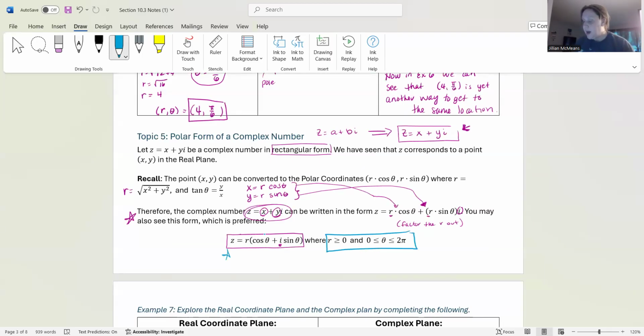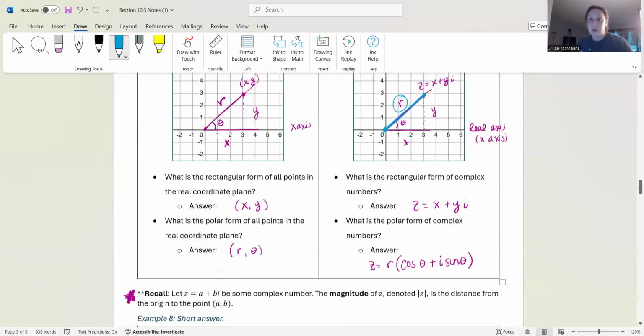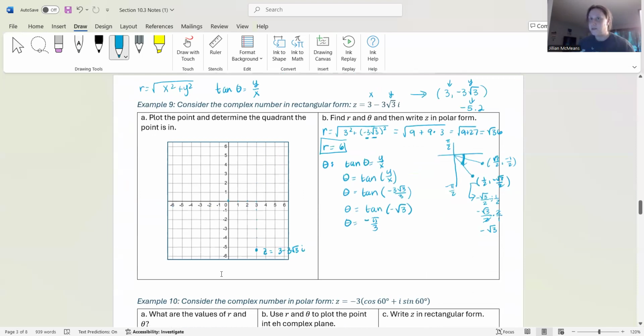Okay, now we have polar form of a complex number, z equals r, and then in parentheses cosine theta plus i times sine theta. But we have conditions. R has to be greater than or equal to 0, and theta must be from 0 to 2 pi. Well, unfortunately, when we go back to our problem, our theta isn't between 0 and 2 pi. We definitely have something that's outside of that.